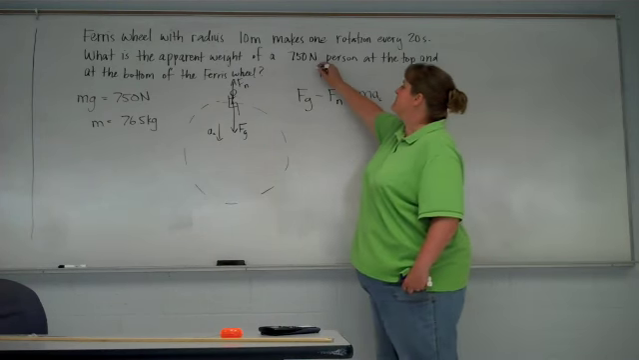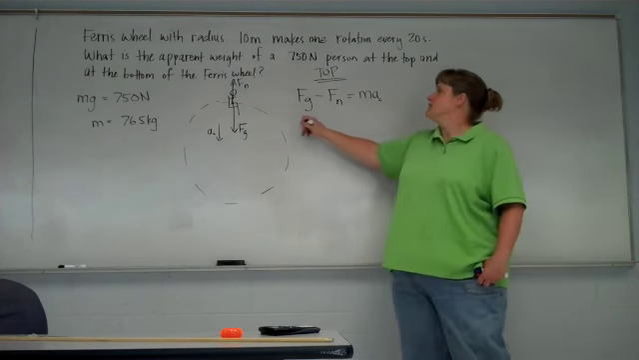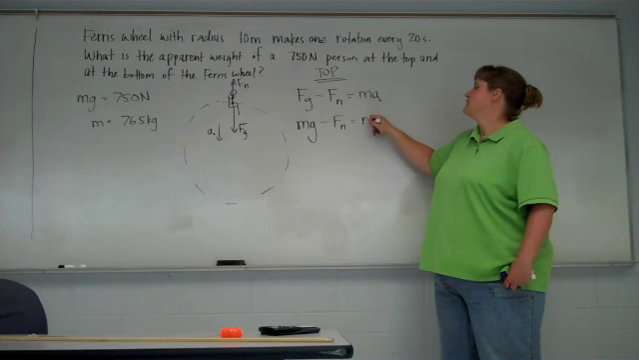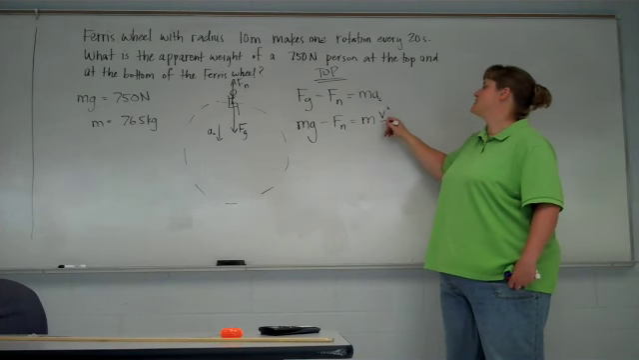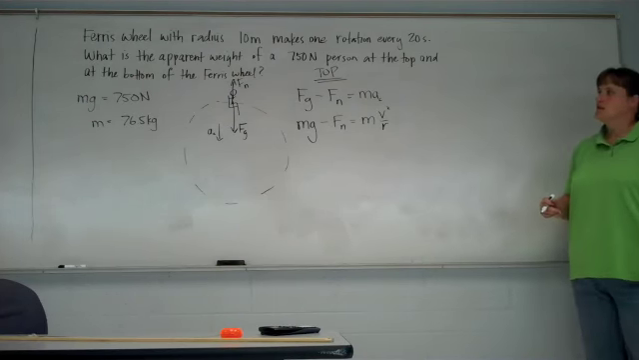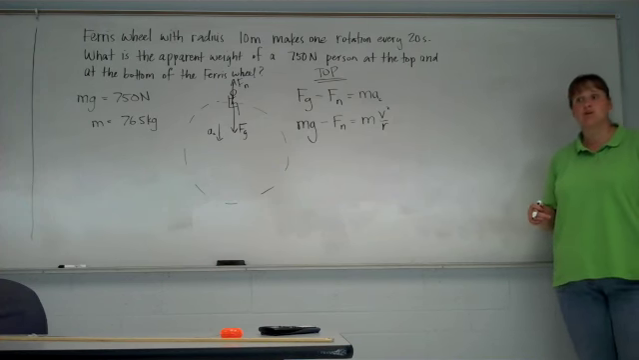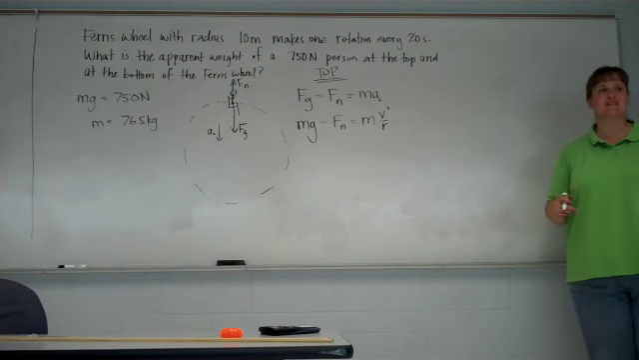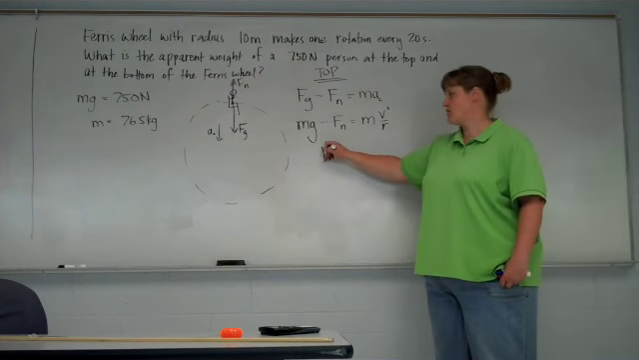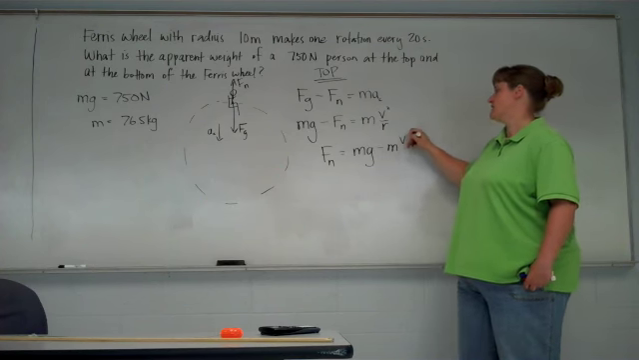So this is at the top. Force of gravity is mg. Centripetal acceleration is v squared over r. So what are we looking for? The normal force. The normal force is the apparent weight of the person. That's what they feel. So the normal force will equal mg minus mv squared over r.